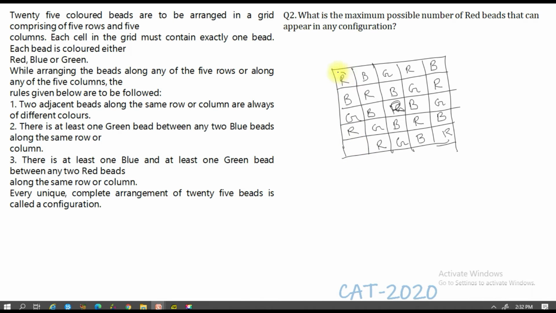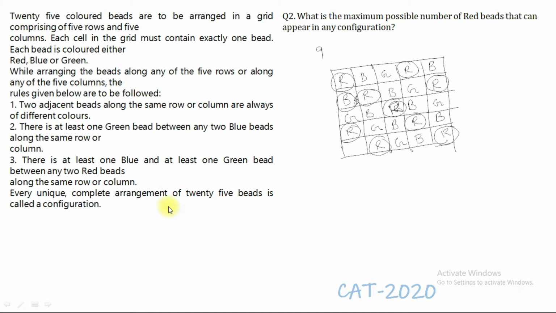Now how many reds have I used? 1, 2, 3. Sorry, this one is blue. 3, 4, 5, 6, 7, 8, 9. So my answer should be what? 9. Maximum 9 red beads can appear in any configuration. I hope this is clear.